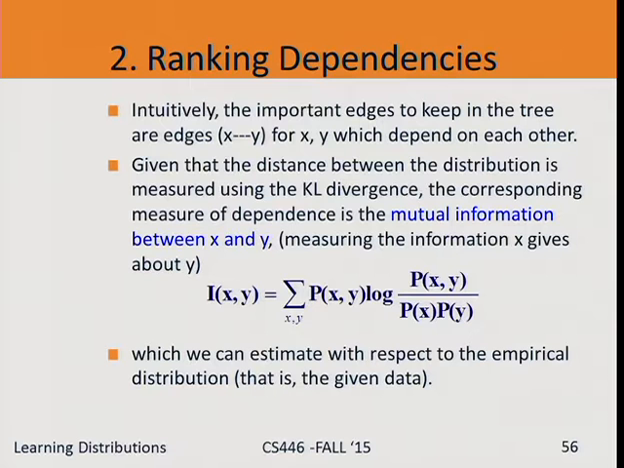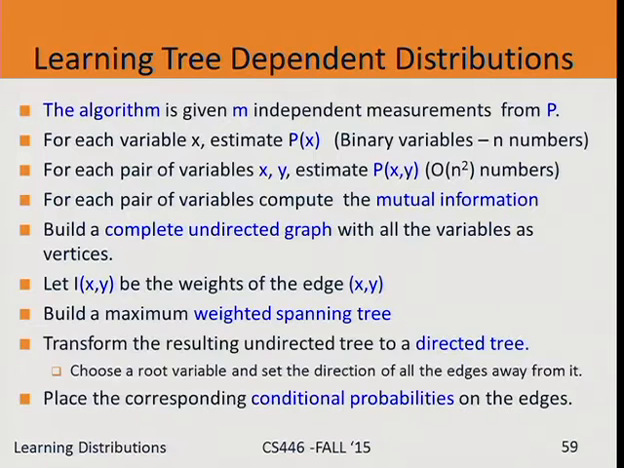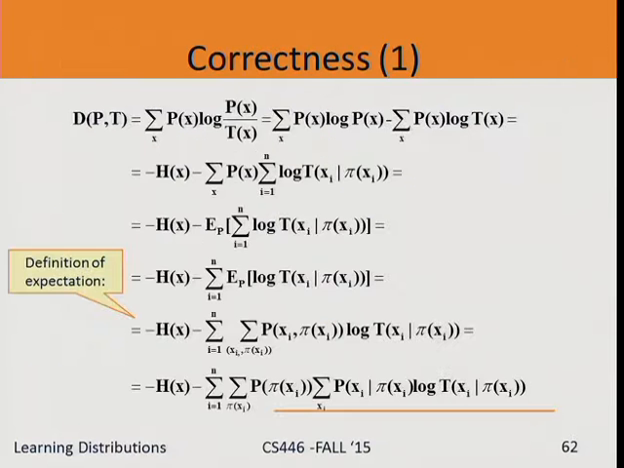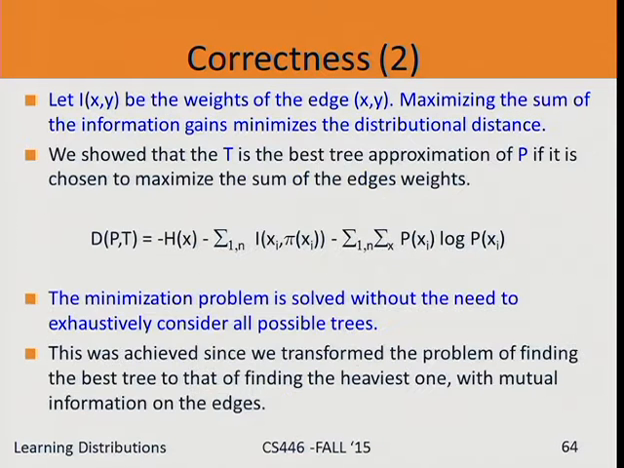Okay, so I take the graph. I have a number on each edge. This is the number on the edge that connects X and Y. I give it to the maximum spanning tree. I get a tree, and that's it. So let's go over my next example and then see if that clarifies things.